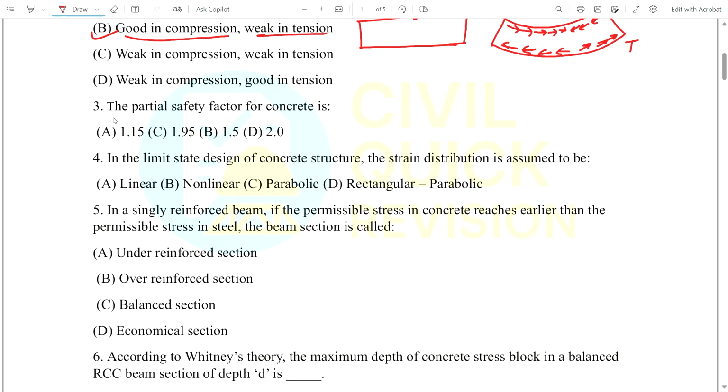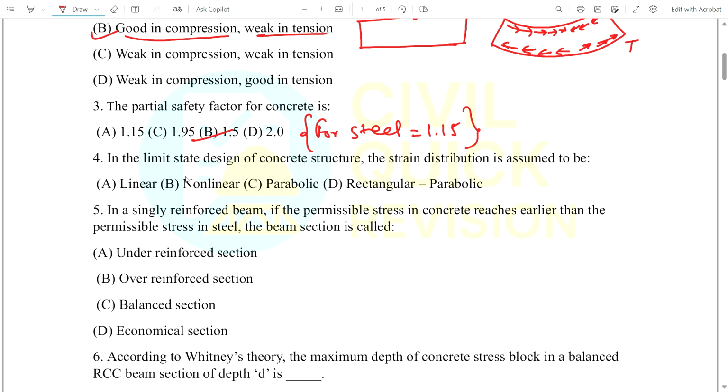Now coming to question number 3. The partial safety factor for concrete is what? 1.15, 1.95, 1.5 and 2. Answer is 1.5. And you remember, for steel, the partial factor of safety is 1.15.